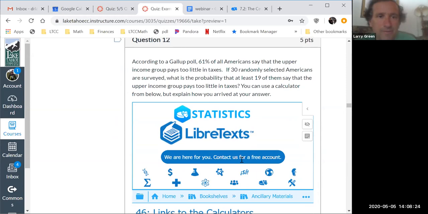Okay, let's go to number 12. According to a Gallup poll, 61% of Americans say that the upper income group pays too little in taxes. If 30 randomly selected Americans are surveyed, what's the probability that at least 19 of them say that the upper income group pays too little in taxes? Okay, you can use a calculator from below, but explain how you arrived at the answer. So what kind of problem is this? And by the way, in this class, that's often the hardest part, deciding what kind of problem it is. So what is this?